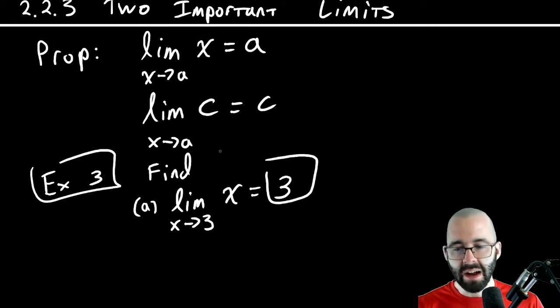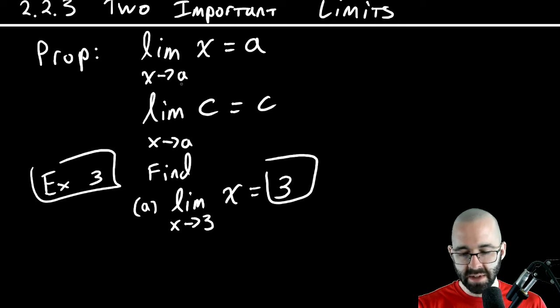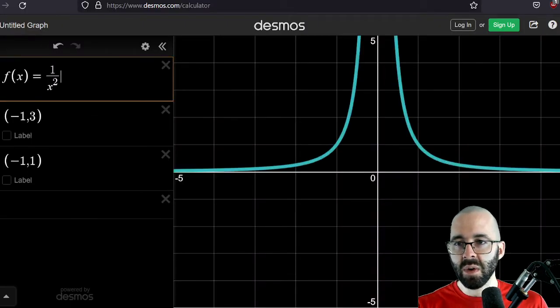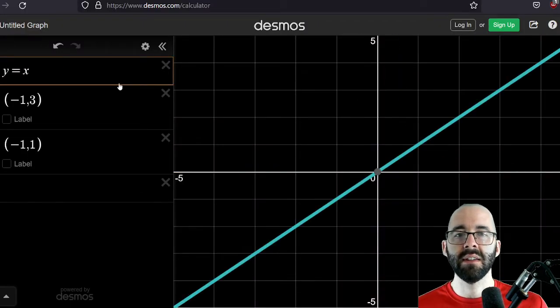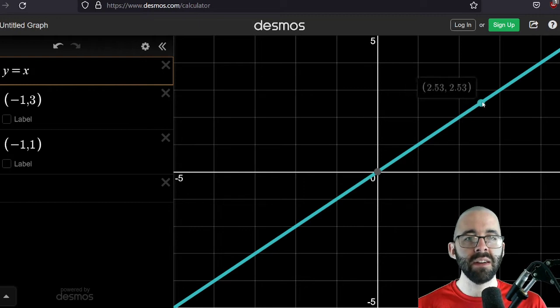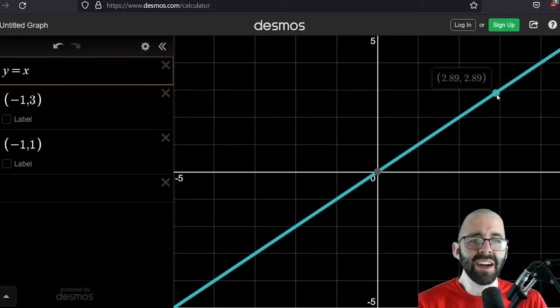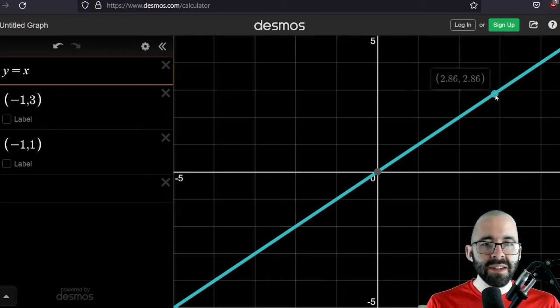And again, you can look at this graphically as well. Look at the function y equals x. As x approaches 3, as the x values are getting close to 3, what are the y values doing? Well, the y values are the exact same thing as the x values. It's y equals x. It's the identity function. So as x gets close to 3, of course y gets close to 3. y and x are the same thing here.